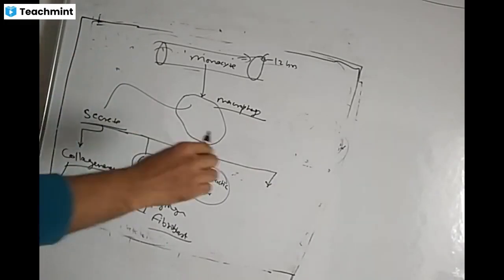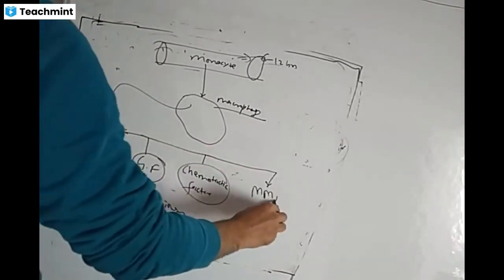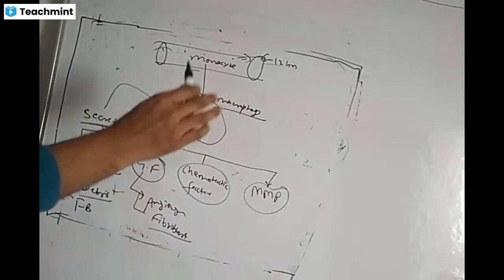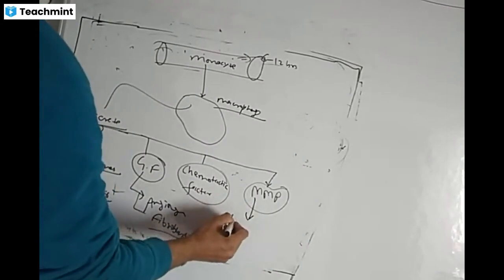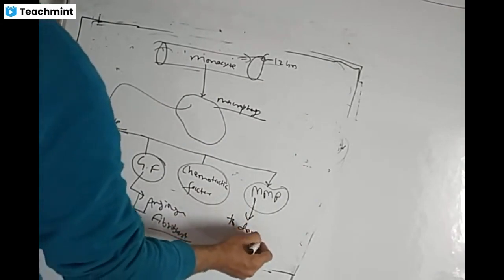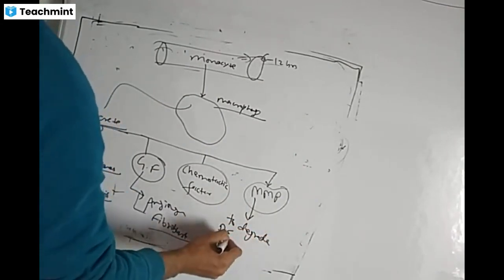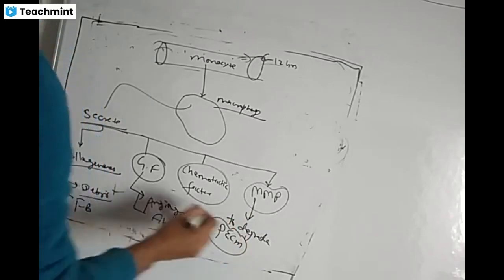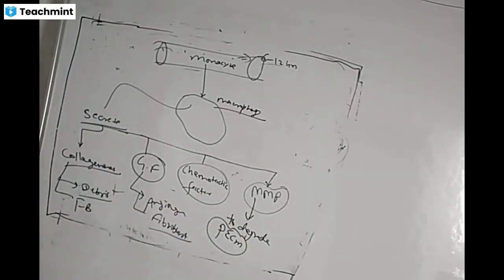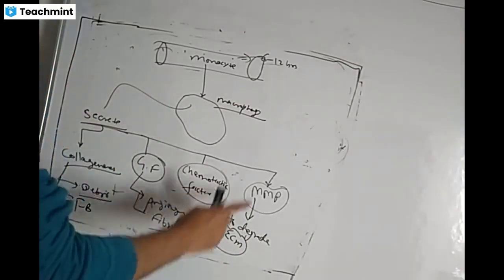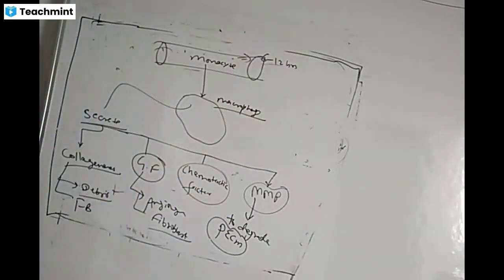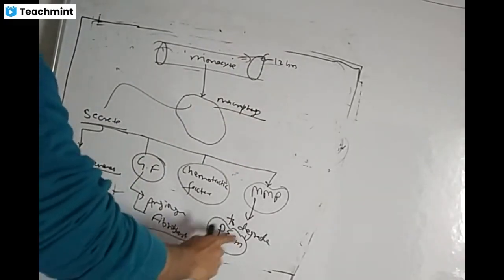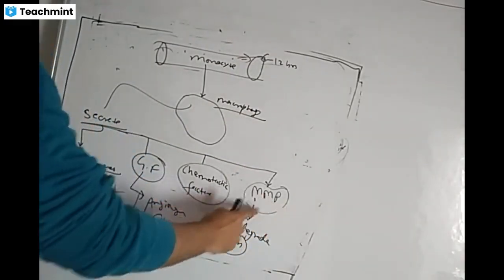They also secrete MMP, matrix metalloproteases. The role of these MMPs is to degrade the provisional extracellular matrix. Because the provisional matrix is not made up of collagen, it is a false matrix that was formed from fibrin, plasma exudate, and fibronectin molecules. So to degrade this, we need some protease enzyme, MMP.